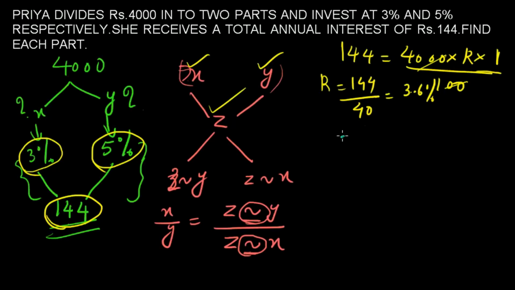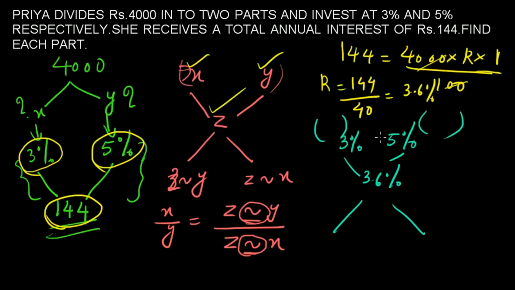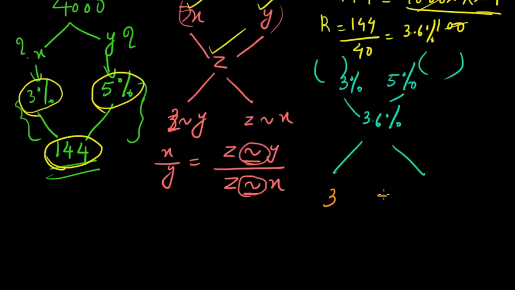So 3% and 5% when combined together, you are getting a total annual interest rate of 3.6%. Okay. So you have to find out the ratio of the amount at 3% to the amount at 5%, or how many parts of the money at 3% and how much amount at 5% was combined together to get an annual interest of 3.6%. You can easily use the rule of alligation. So 3% and 5% when combined together you are getting 3.6. So here the difference is 0.6. And 5 minus 3.6, the difference is 1.4. 5 minus 3.6 is 1.4.